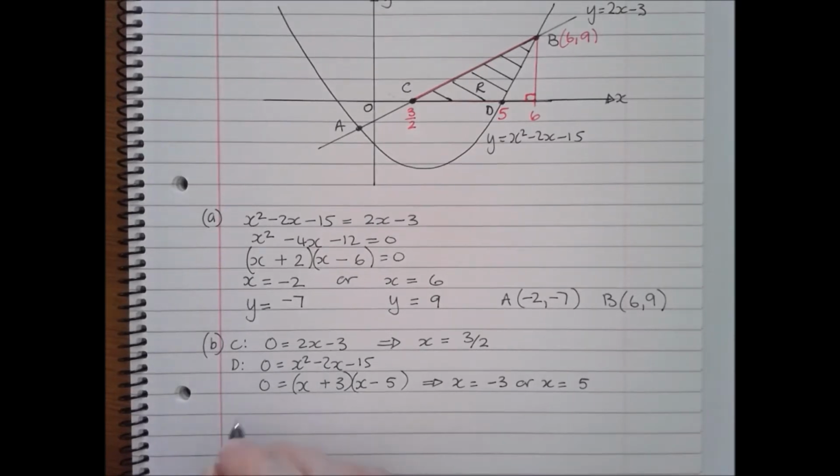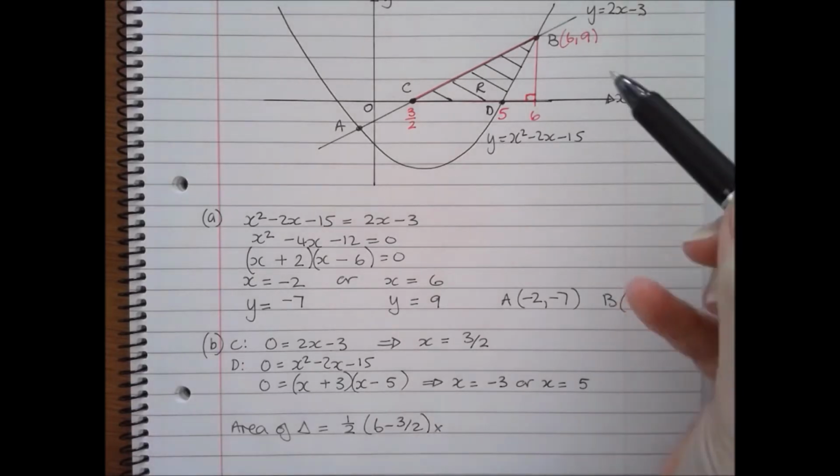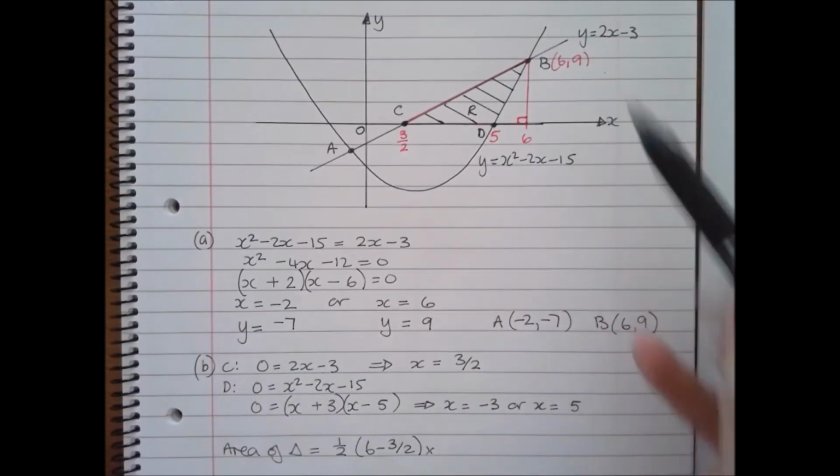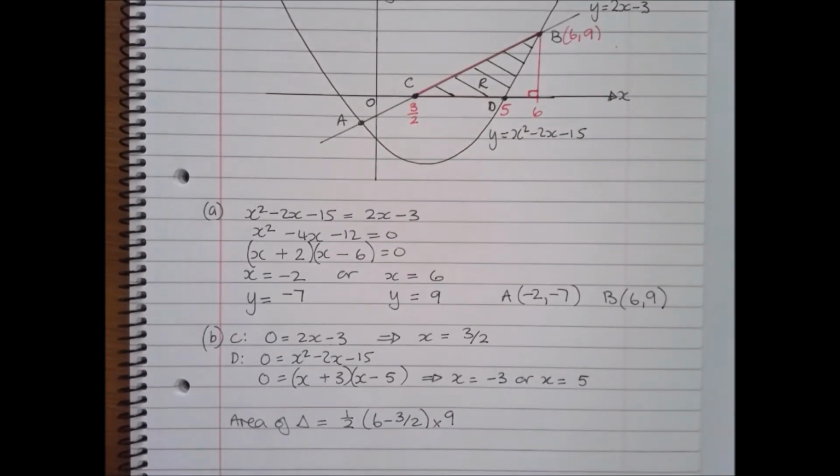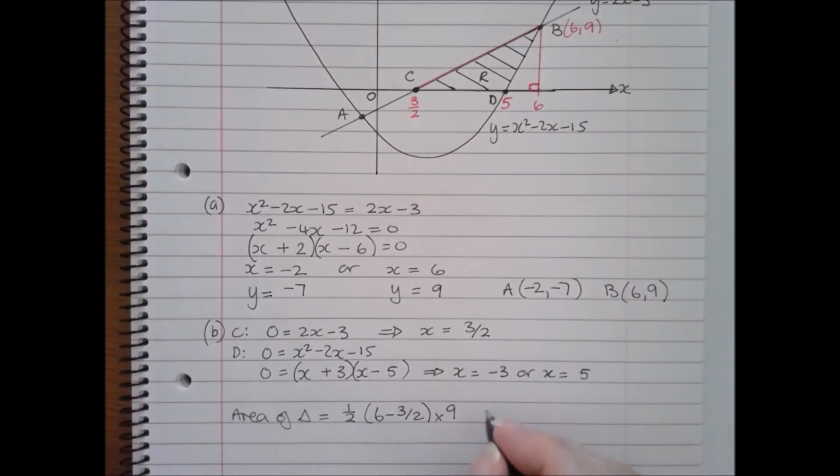So the first thing we're going to do is find the area of the triangle. Now the area of the triangle is a half of the base, where the base is 6 minus 3 over 2, multiplied by the height, and the height we know from the coordinates here is 9. So 6 minus 3 over 2 multiplied by 9. And if you work that out, we end up with 81 over 4.